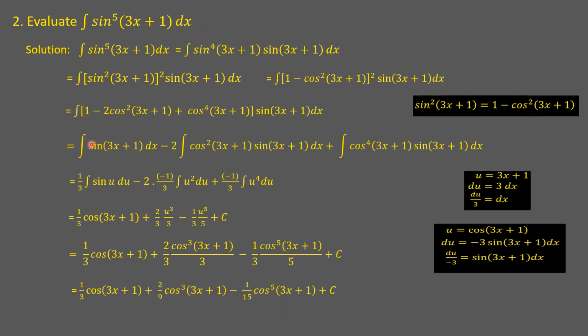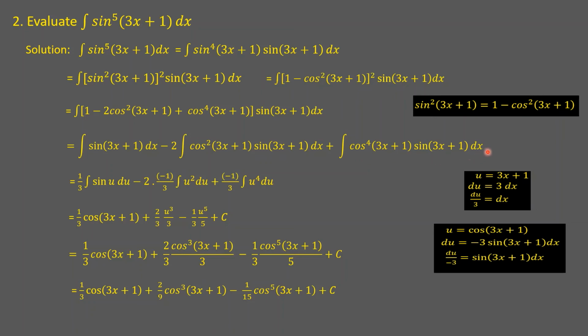So for the product, we will have the integral of sine of 3x plus 1 dx for the first term. The second term will be negative 2 cosine squared of 3x plus 1 times sine of 3x plus 1 dx. And then the last term will be cosine to the 4th of 3x plus 1 times sine of 3x plus 1 dx.